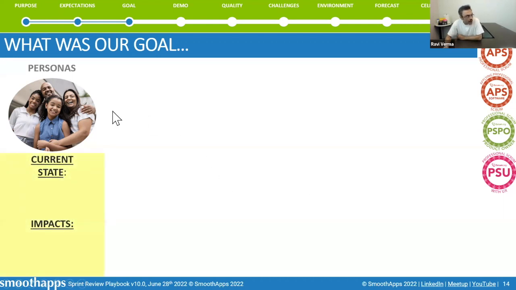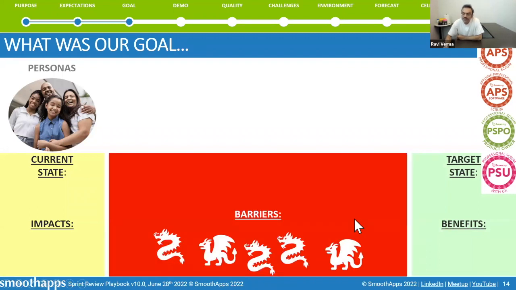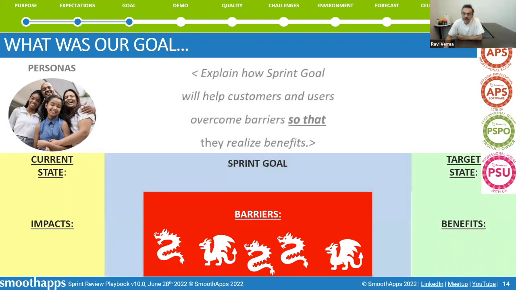Tell them, where are these human beings right now? Where do they want to be? What are the barriers that are stopping them from achieving their desired goals? And how will the sprint goal build a bridge from their current state to the target state?